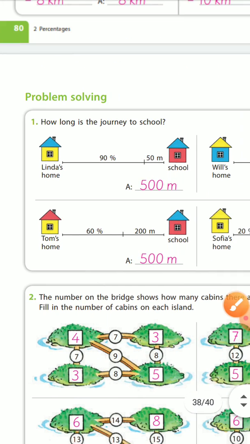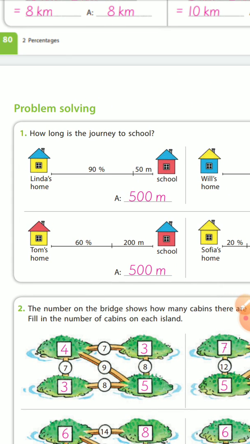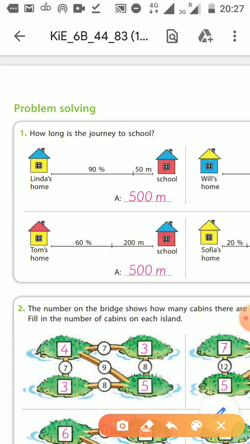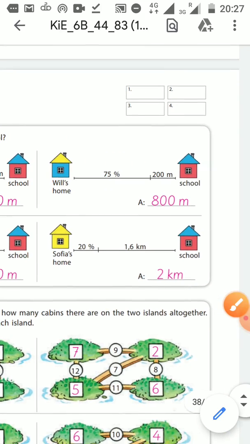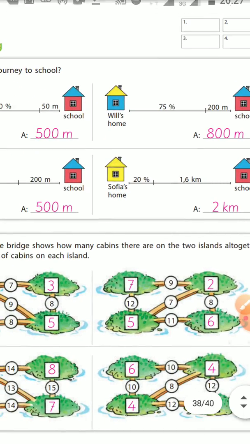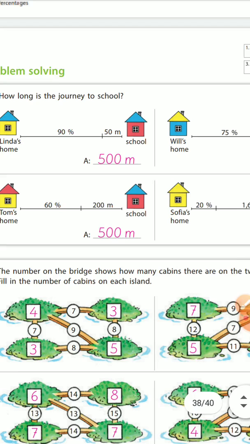Next page, how long is the journey to school? So you know if this whole line is 100% and this 50 meters is 10%, then you've got to work out what 90% is. So it's very simple. You just know that if 10% is 50, then 100% would be 500. Okay, moving along a bit. You can do it with the rest of them as well, the same thing. So I don't need to go through it individually, but they are the answers if you need to check when you've finished.